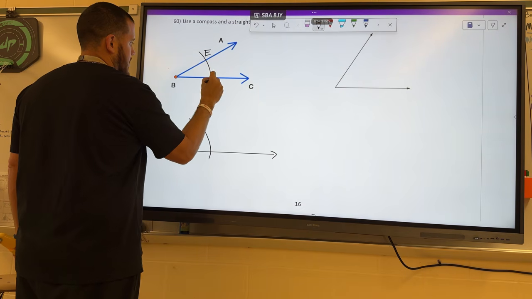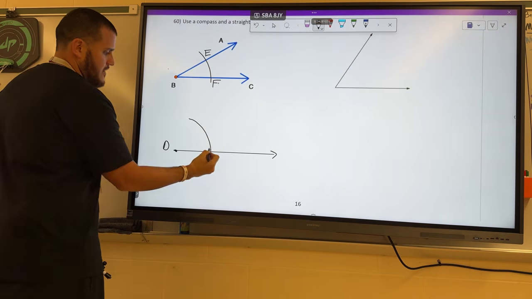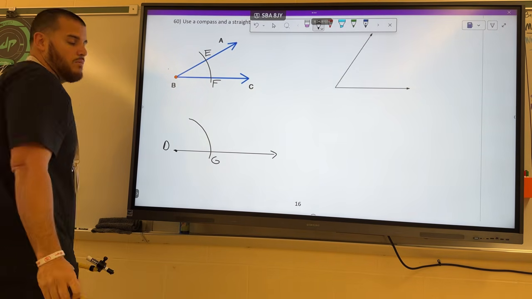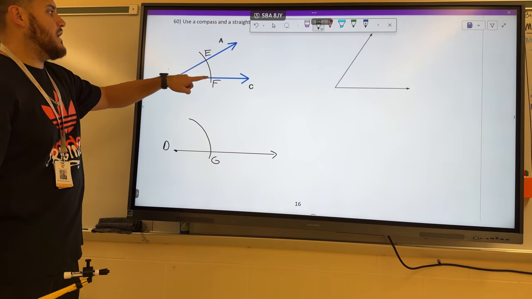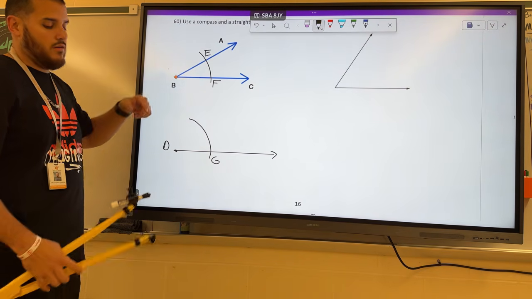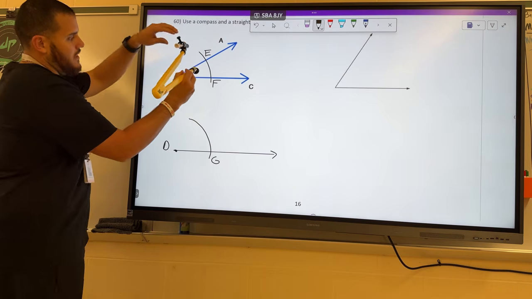and this intersection right here is going to be point F. This intersection right here will be point G. Next thing I'm going to do is measure the distance between F and E, between those intersections on my original angle. So we would tighten up our compass.